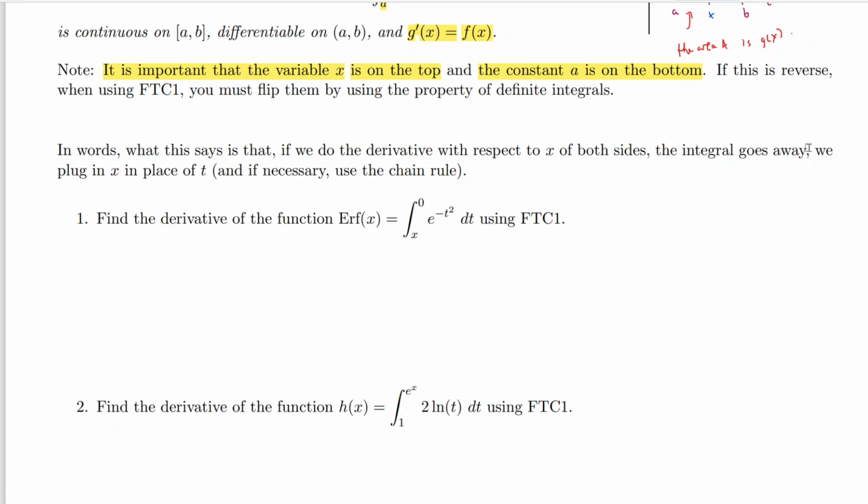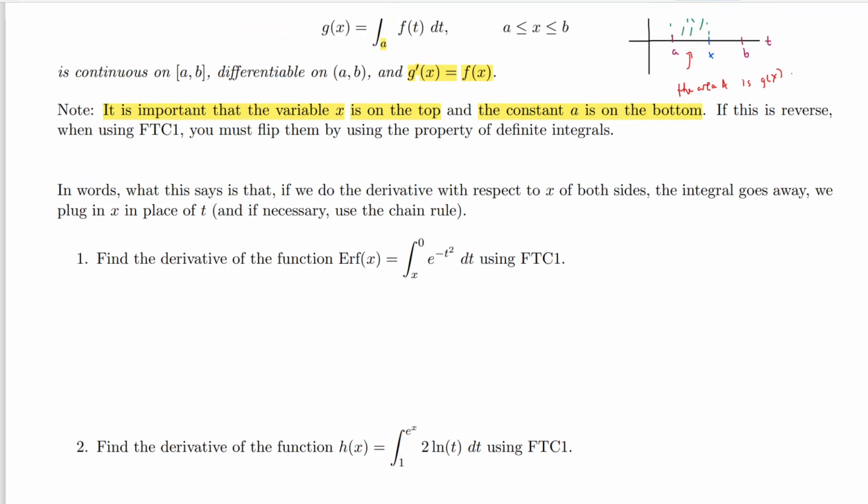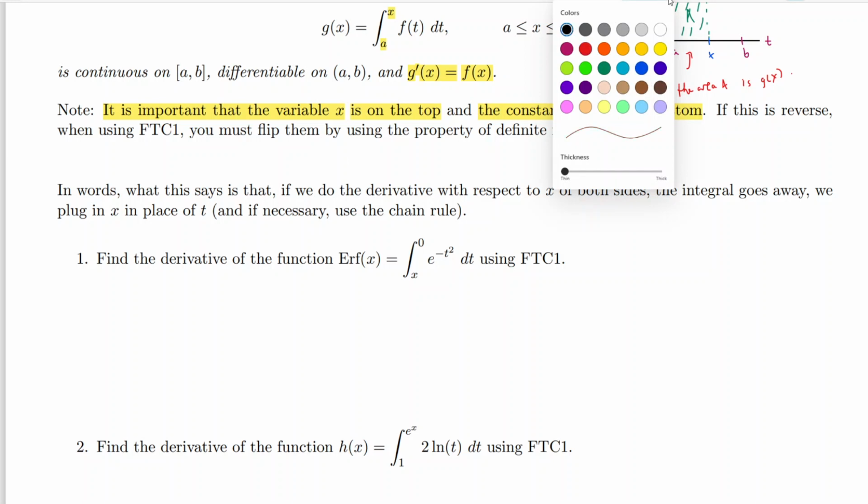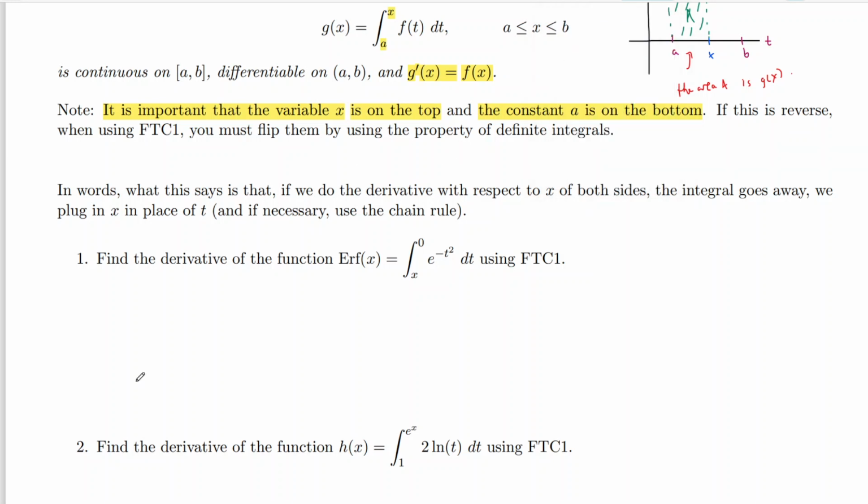All right, so with that, I'm going to leave this in view while we work the first one. And we'll see that it's really not that terrible to use this. So number one says, find the derivative of the function. This is erf of x. This is actually called the error function of x. This is a real function that's used in statistics. It's related to a normal distribution, if you're familiar with that. But it's the integral from x to 0 of e to the negative t squared dt.